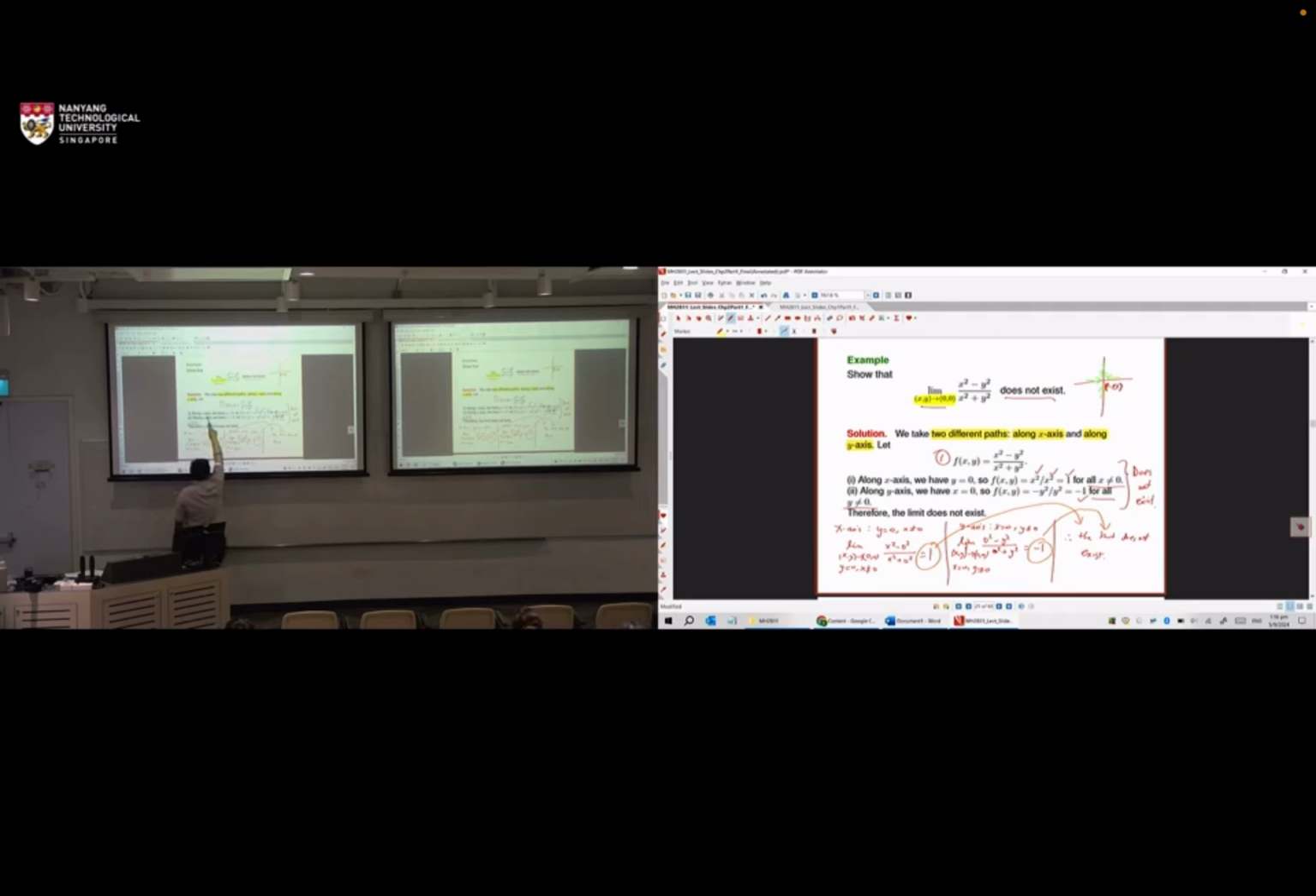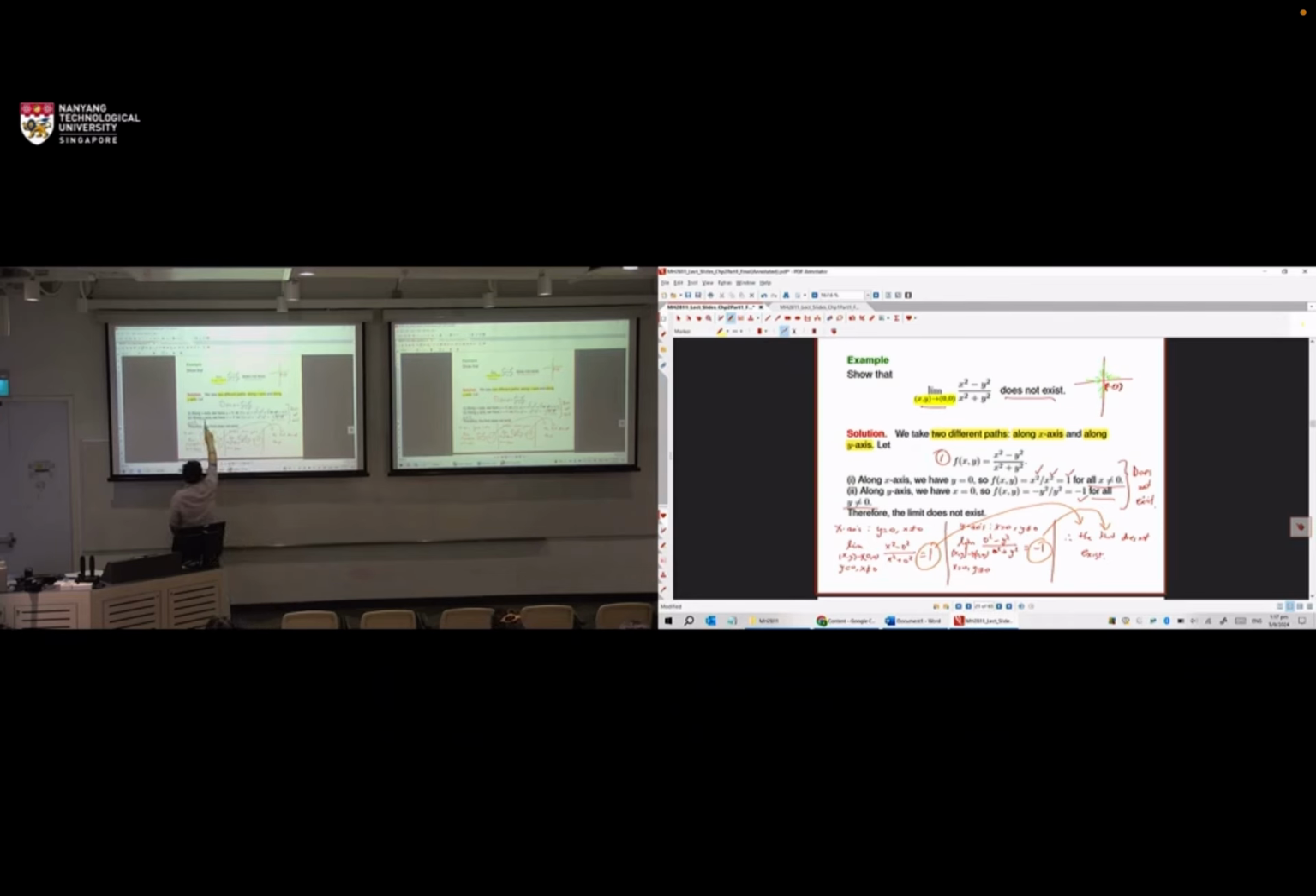Along the x-axis means your y is equal to 0. Your x is running; x can be any value, but your y equals 0. So for f(x, y), the x you don't know what number it is, so you leave it as generic. The y is equal to 0 on the x-axis, so your x squared divided by x squared equals 1, for all x not equal to 0. Because 0, 0 cannot be touched, you exclude the 0.